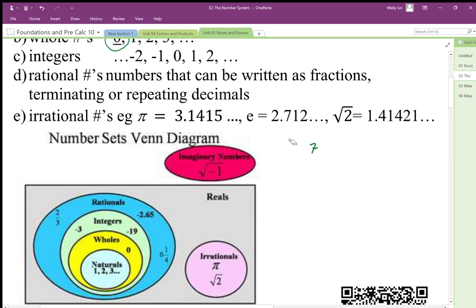Another famous number is e, or Euler's constant. And e is approximately 2.718, and it just keeps on going. And that number just happens to show up in math all the time, just like pi. Pi doesn't just show up in circles. It shows up all over the place, in probability, in all sorts of different places. So pi and e are special numbers. They're called transcendental numbers, and they are irrational.